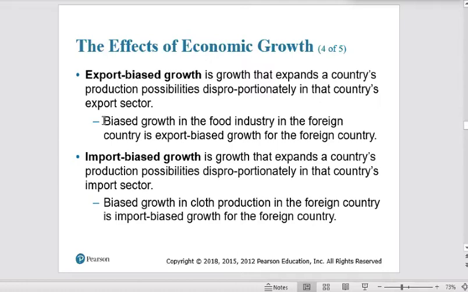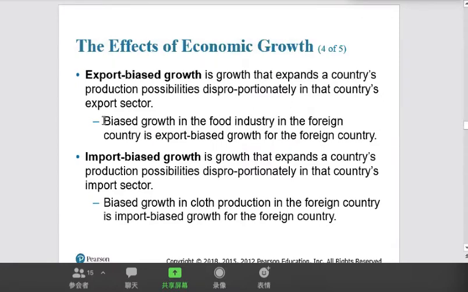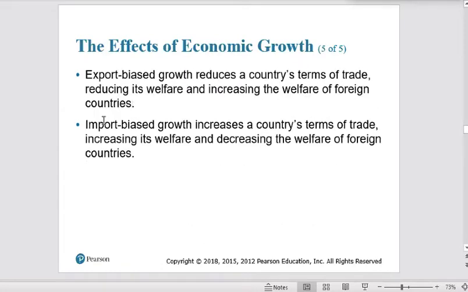So this is what we're going to look at. And the following story is, we're going to look at if China imports bananas, right? If there's growth in the banana sector, what happens to the terms of trade for China, given that bias growth? All right, so let's take a look at that.